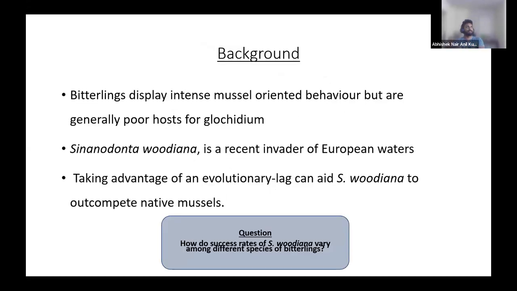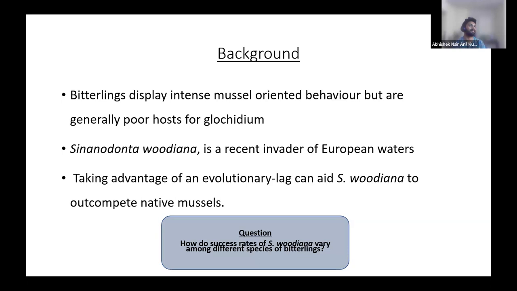To give some more background on my study, bitterlings, because of their oviposition site, are always swimming around and about mussels, which makes them quite easy for glochidia to attach onto. But interestingly, they are generally quite poor hosts for glochidia maturation and are good at rejecting glochidia in general.